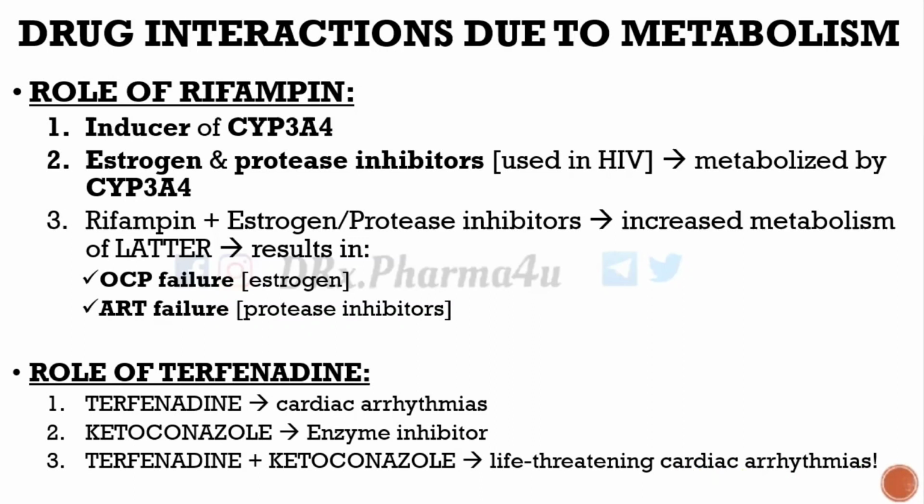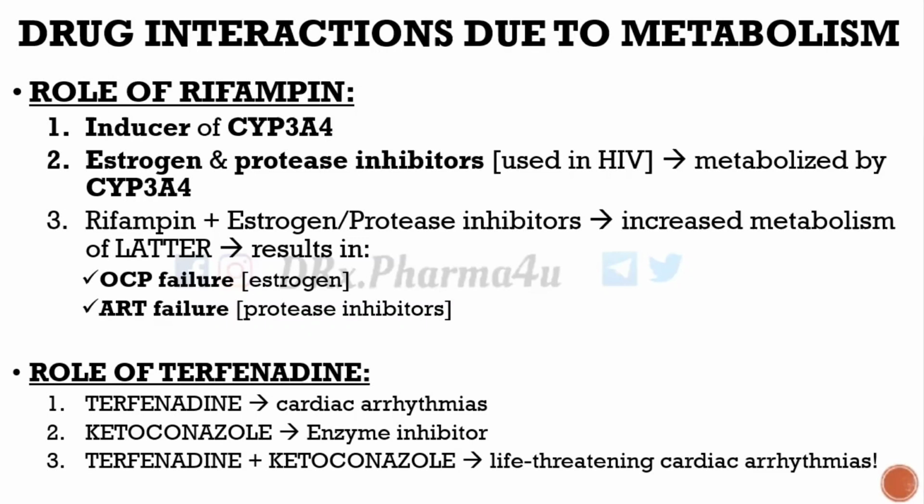For example, a female is taking rifampin and estrogen together and she wants to avoid pregnancy. That will not work because the effect of estrogen will get reduced. And if a patient is suffering from tuberculosis and HIV at the same time, and that person is taking rifampin and protease inhibitors, the protease inhibitors will not work. So it will increase the risk of resistance. So this is a very important interaction that is seen with rifampin.